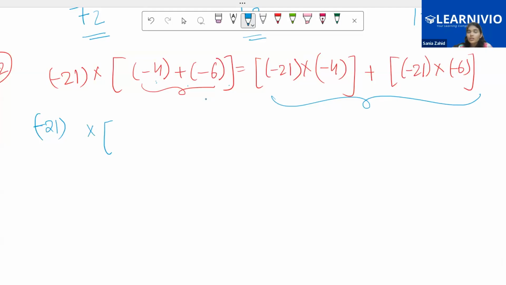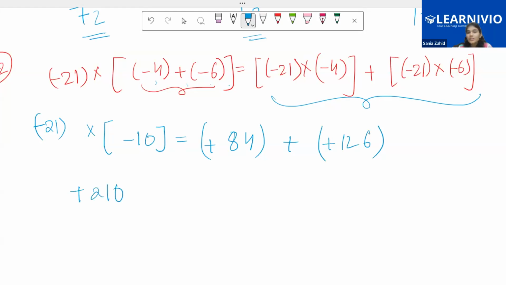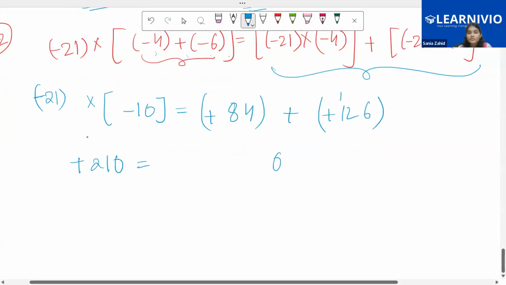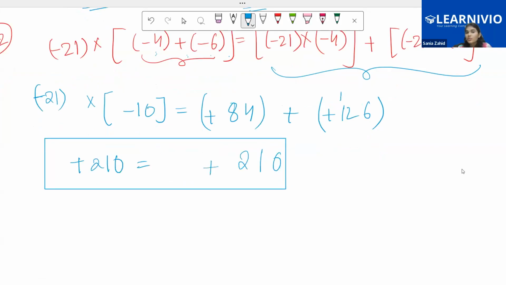Yes, ma'am. Okay. So, minus 4 added to minus 6 gives you minus 10, is equal to minus 21 multiplied with minus 4, which is plus 84, added to minus 21 multiplied with minus 6, so plus 126. Now, minus 21 into minus 10 is plus 210, is equal to 84 plus 126? 210. Yes, you get 210 only. So the answer is plus 210 is equal to plus 210.